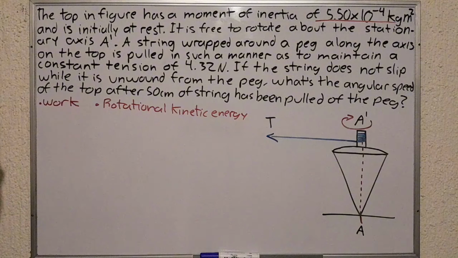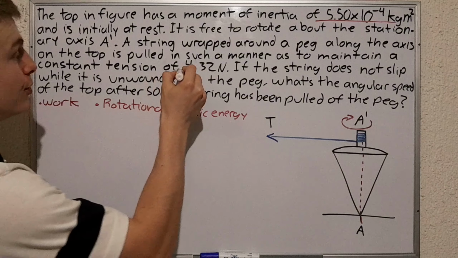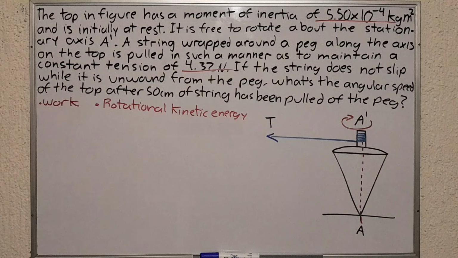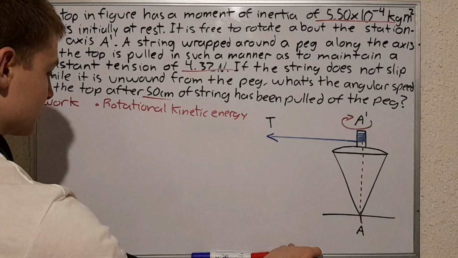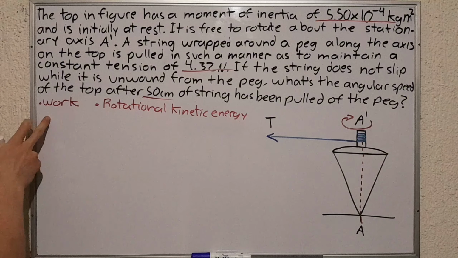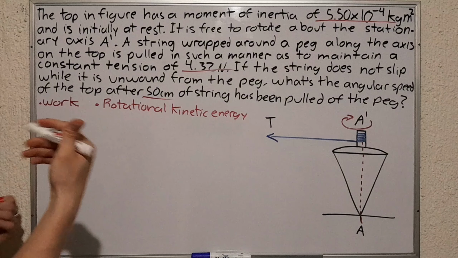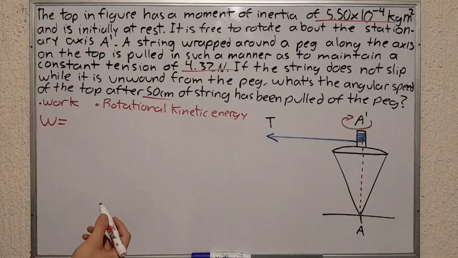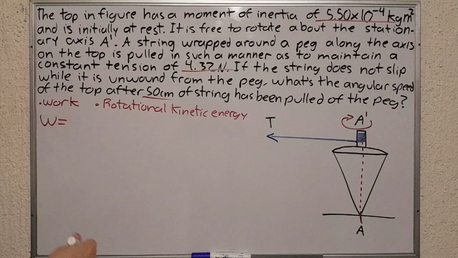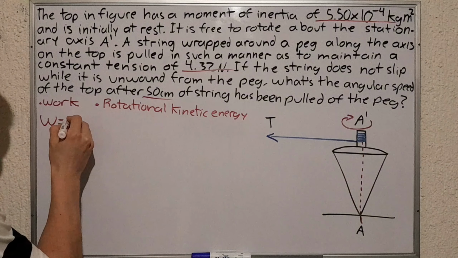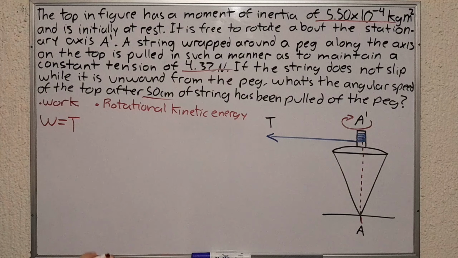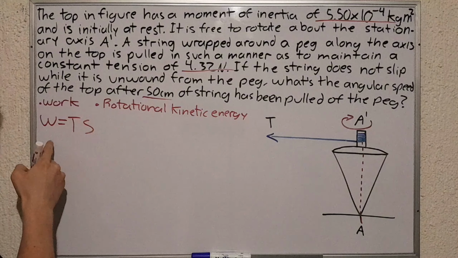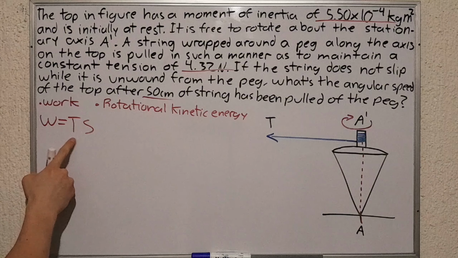Now, we must note that we've got a moment of inertia here, 5.50 times 10 to the negative 4. We've got tension, which would be force, and we've got distance here, 50 centimeters. Now, the work will be the force times the distance. Remember, it is W, but in this case, as we're talking about tension, I'm going to put T. It will be the same because the units are newtons. The distance, I'm going to call it S. So the work will be the tension times S.